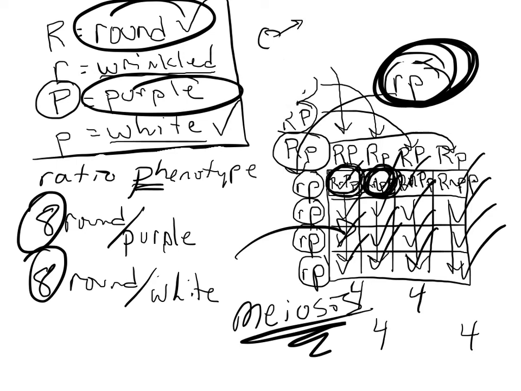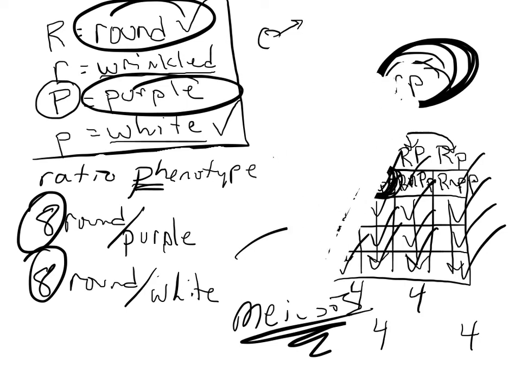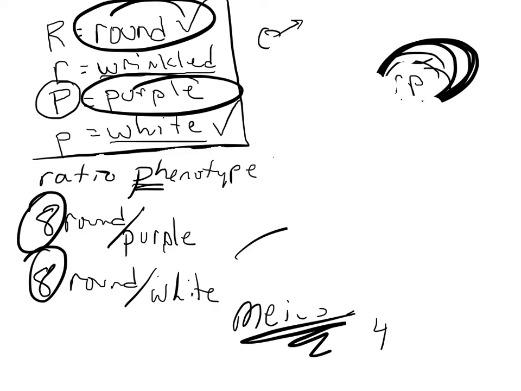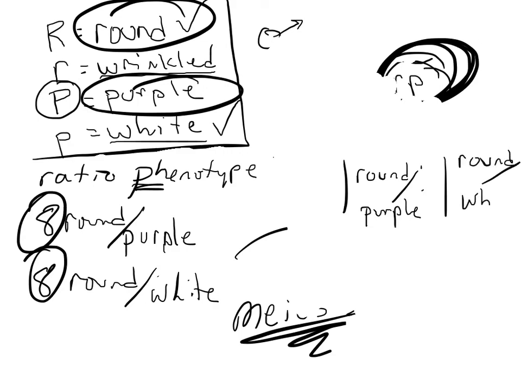Now, if I ask you for the ratio, and you've counted up 8 and 8, the ratio is very simple. We would simplify it to 1 to 1. The only thing is that you need to label: round slash purple, and round slash white.